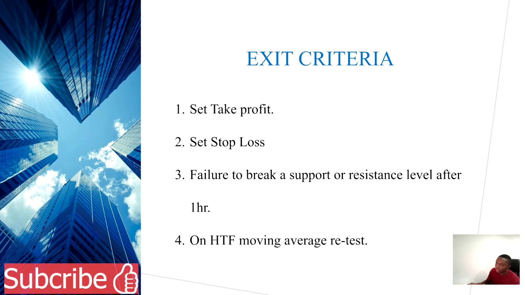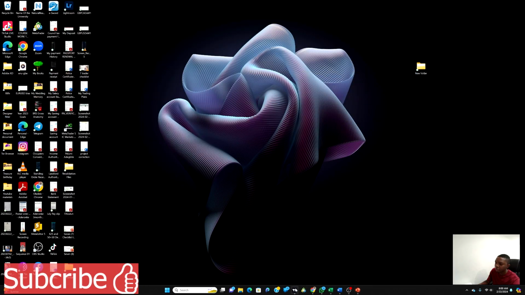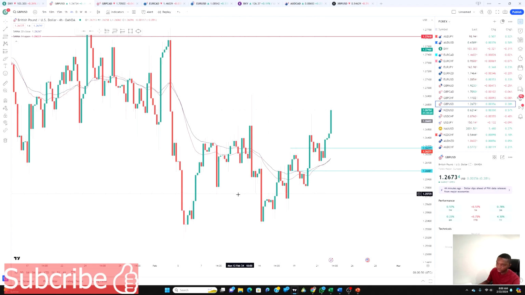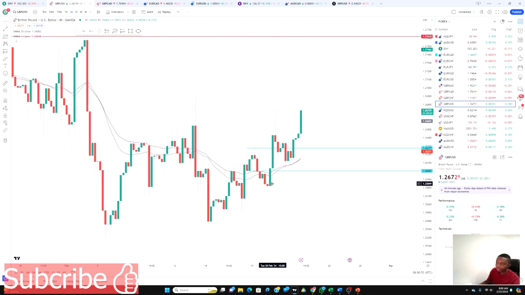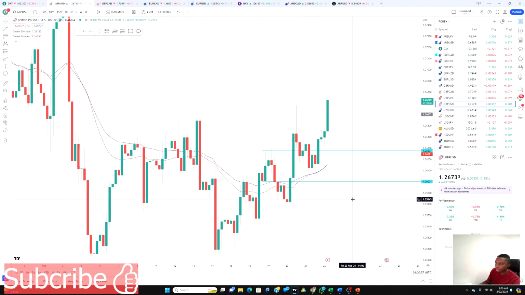Then a failure to break a support or resistance level after 1 hour. Once you see price failing to break a support level after an hour, please exit. And I will show you an example of this, and this is the reason why we exited the trade yesterday, because the price was failing to break, I won't say a support, but we have our 4-hour moving average there. This is the price yesterday. We took the trade around here.